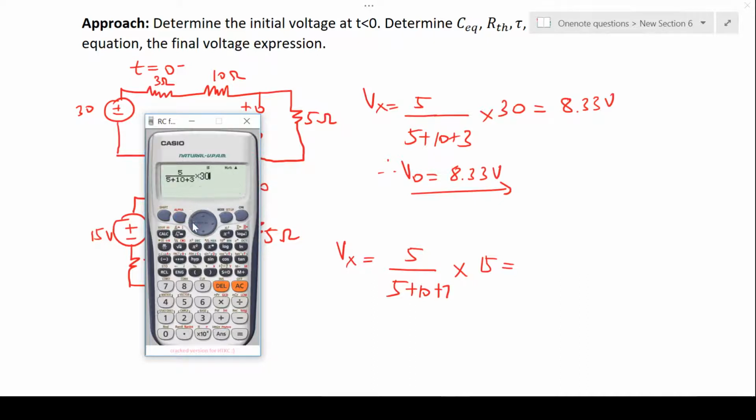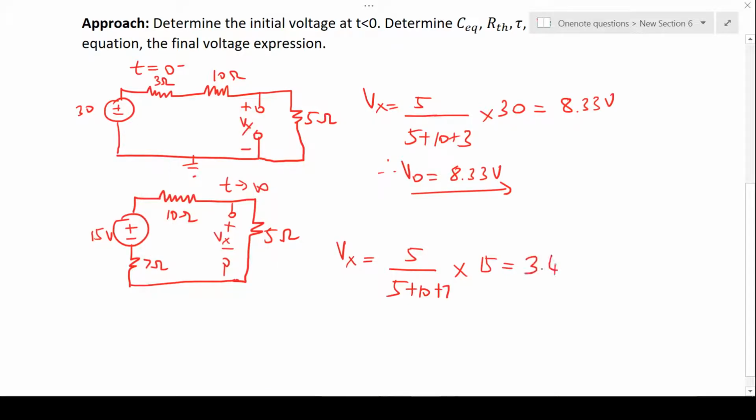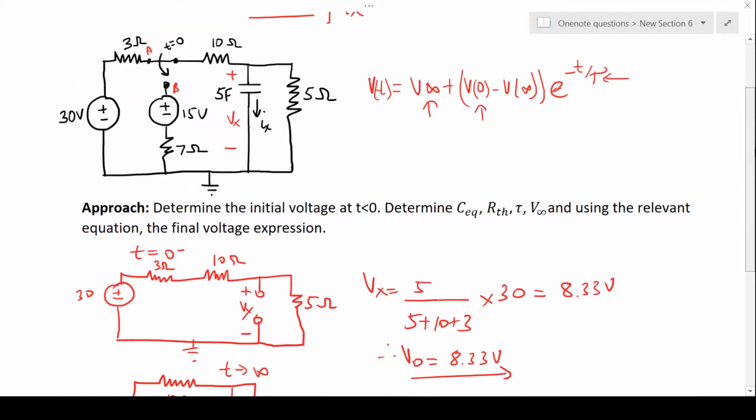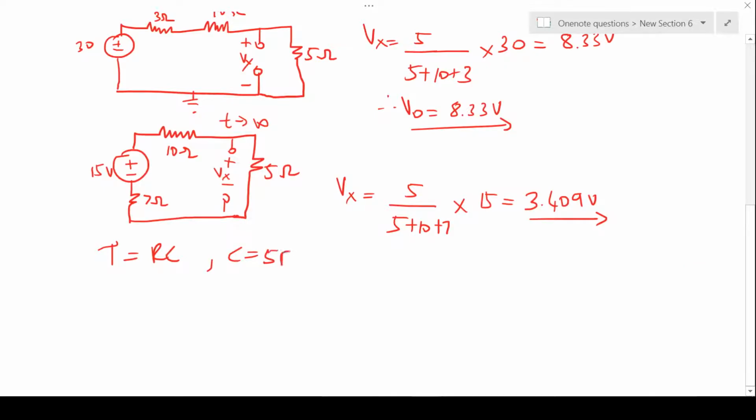So that will be 5 over 5 plus 10 plus 7 multiplied by 15. And this will give us a value of 3.409 volts. Right, next we need to determine the time constant, which is equal to RC. We know that C is the equivalent capacitance that would have been given, which is 5 farads. What about R, which is RTh?